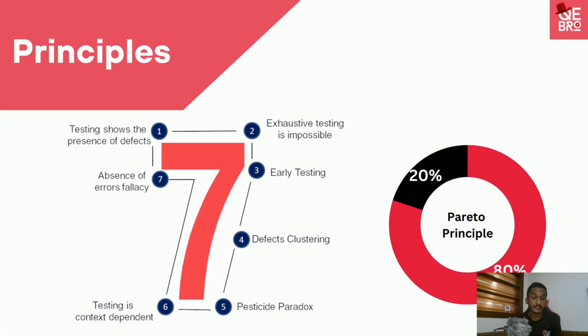Then next, the third principle is early testing. I hope now you have a clear idea about this one. When we discussed quality assurance, I explained this one. If you can identify these issues early, at early phases, then it will be easy to fix, and it will also lower your cost and time.